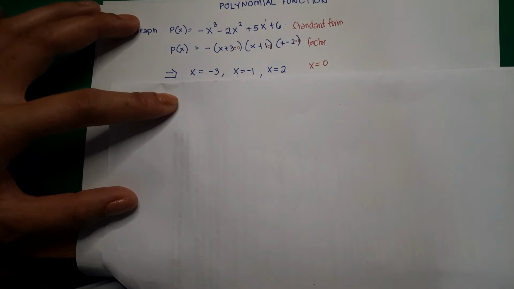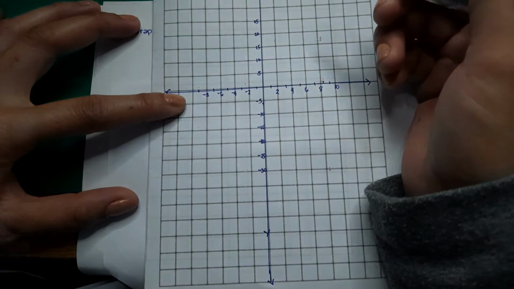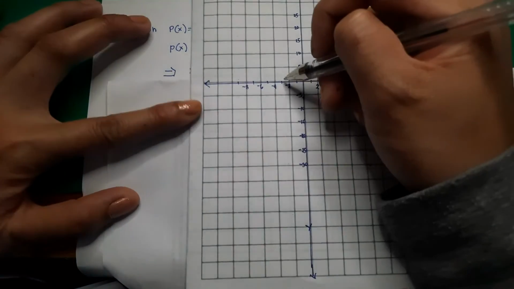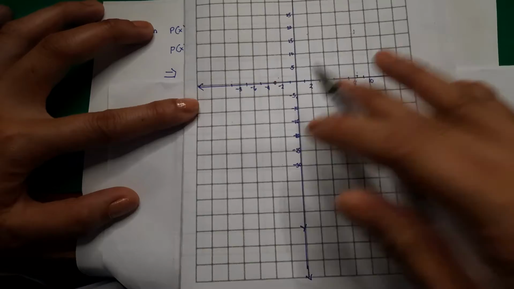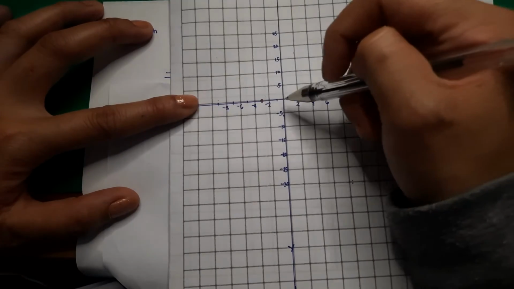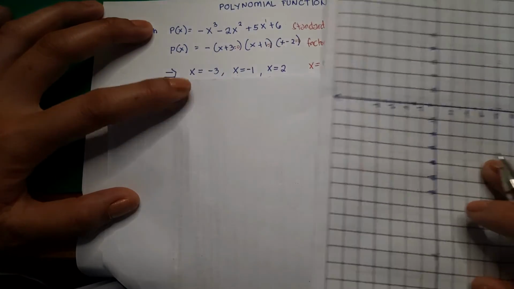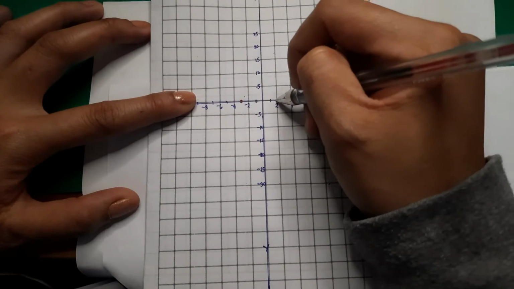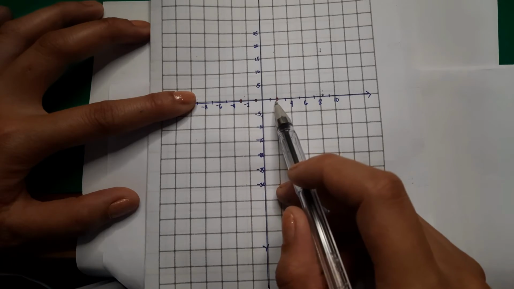In the graph, I have here the x-axis, where the first is x equals negative 3. Here is our negative 3. Next, x equals negative 1, so negative 1 is here. And the next one is x equals 2. So x equals 2. We now have three points on our x-axis.